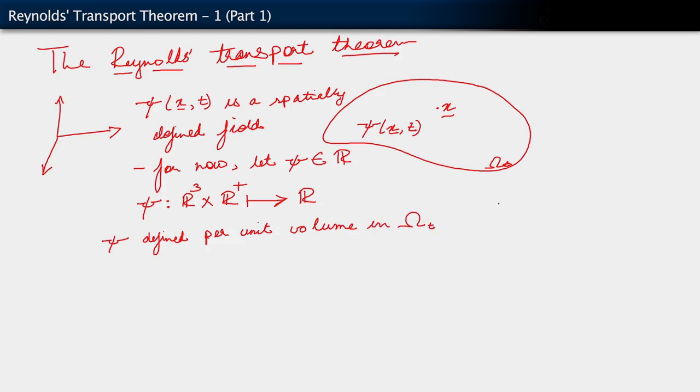Okay, like just to fix ideas. Okay, so an example of psi may be a concentration. Okay, all right. So a concentration then be defined as number or mass per unit volume.